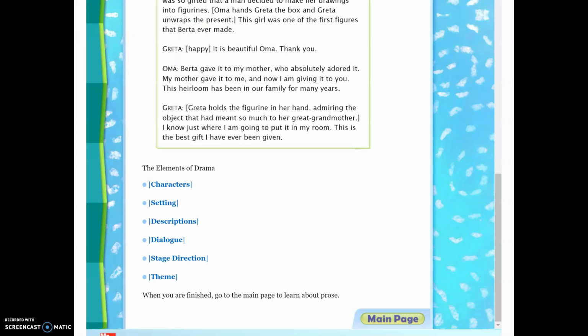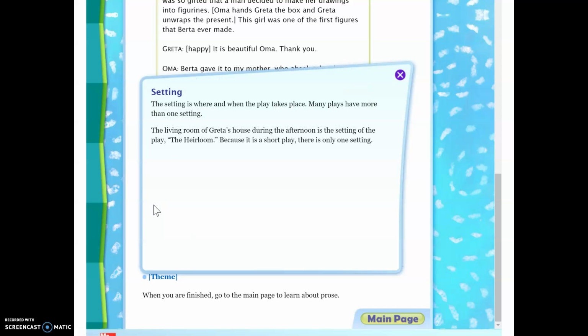All right, so the next element is the setting. The setting is where and when the play takes place, which we know there's already a setting of every story, when and where it takes place. But in a drama, the setting is identified throughout the play. The living room of Greta's house during the afternoon is the setting of the play, The Heirloom, because it's a short play, there's only one setting.